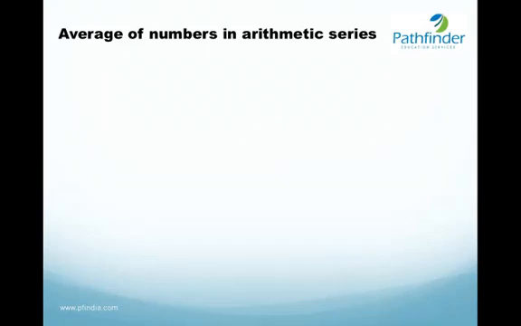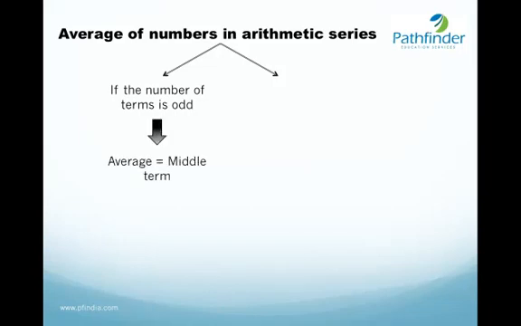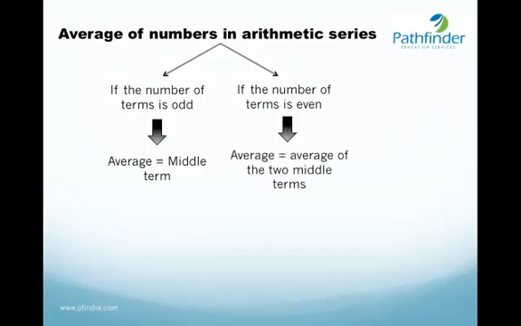What about the average of numbers in an arithmetic series? If the number of terms in an arithmetic series is odd, then the average is just the middle term. Just identify the middle term and you will be able to answer what the average is. If the number of terms in a series is even, then the average is equal to the average of the two middle terms. Let's take a look at an example.